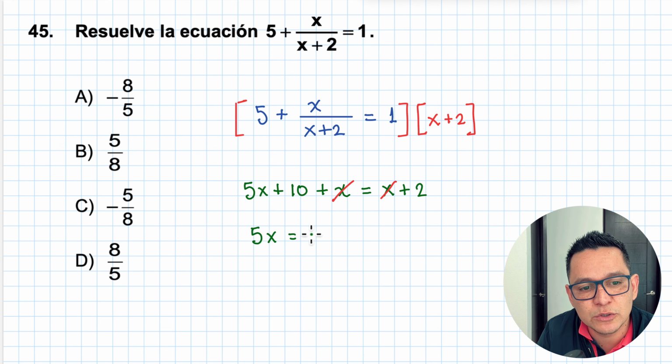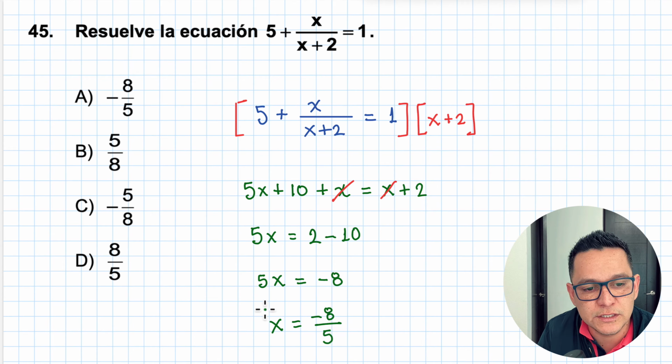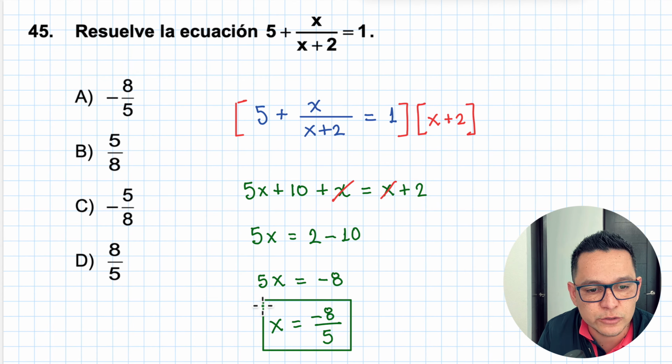On the right side, I still have a 2, and this plus 10, I can move it over as minus 10. So on the left side, I still have 5x. And on the right side, I have 2 minus 10, which equals negative 8. That 5 we're going to divide by it. So we get negative 8 over 5. There you go. This right here is the solution.